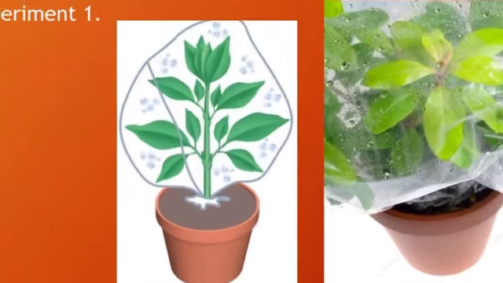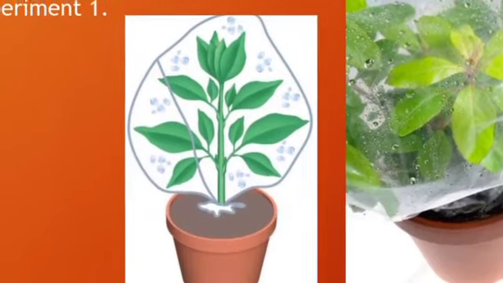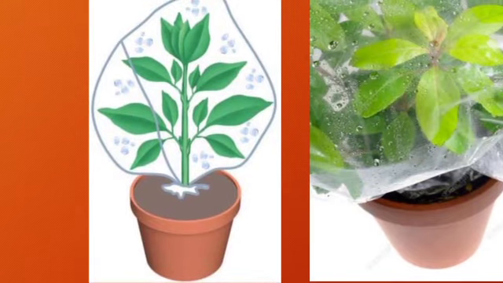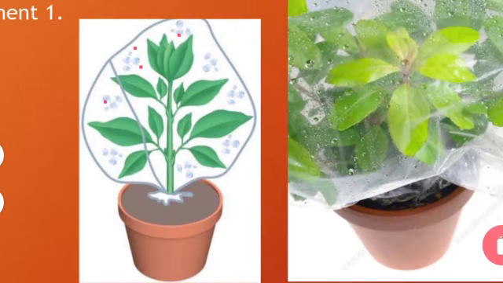In the first experiment, we have taken a medium-sized, well-watered potted plant, which we have covered with a transparent polythene bag, and we have tied the mouth of the bag around the base of the stem. We have left this plant under the sun for an hour or two. After a few hours, what will we observe? We'll observe some droplets of water on the inner side of the polythene bag because of the saturation of water vapor given out by the leaves.